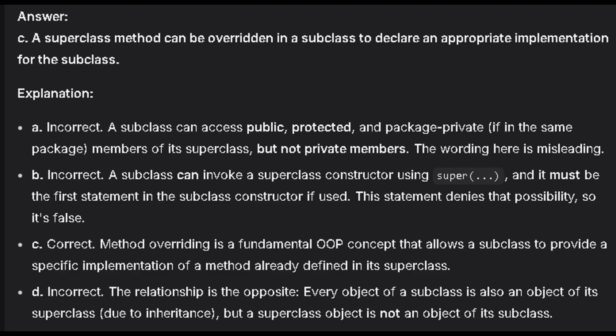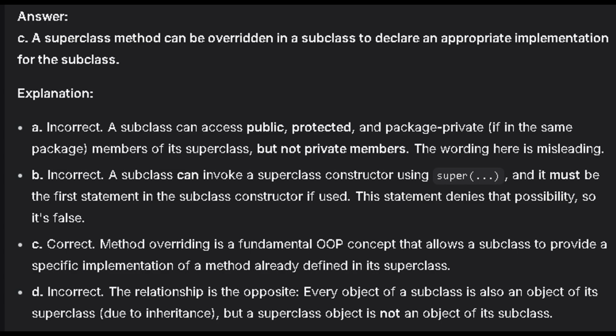A superclass method can be overridden in a subclass to declare an appropriate implementation for the subclass. Explanation: A. Incorrect. A subclass can access public, protected, and package-private members of its superclass, but not private members. The wording here is misleading. B. Incorrect. A subclass can invoke a superclass constructor using super, and it must be the first statement in the subclass constructor if used. This statement denies that possibility, so it's false.